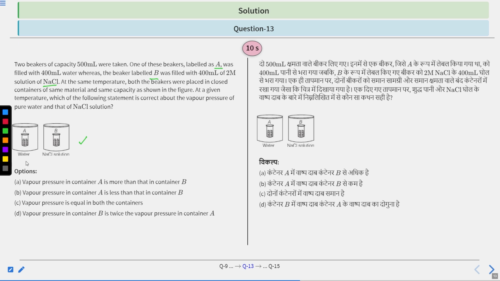So we have two beakers. In one beaker we have water, in the other we have NaCl solution. We have to find out which statement is correct on the basis of the vapor pressure of pure water and NaCl solution. Options are: vapor pressure in container A is more than that in container B. Vapor pressure in container A is less than that in container B. Vapor pressure is equal in both the containers. Vapor pressure in container B is twice the vapor pressure in container A. So you have 10 seconds to solve this question. After that, we will see the answer.